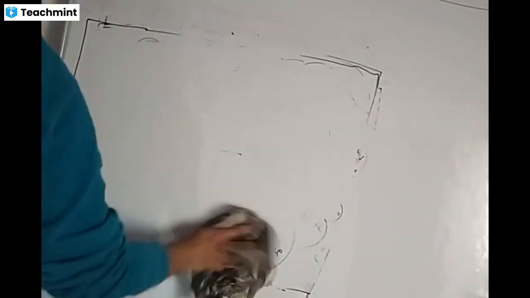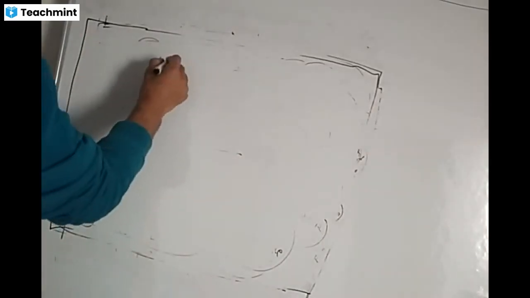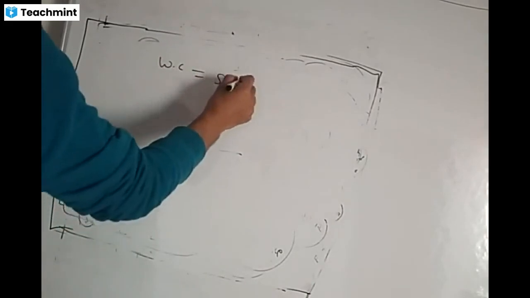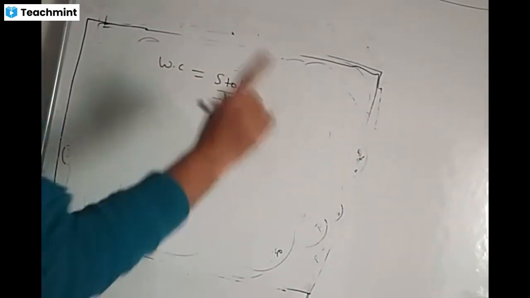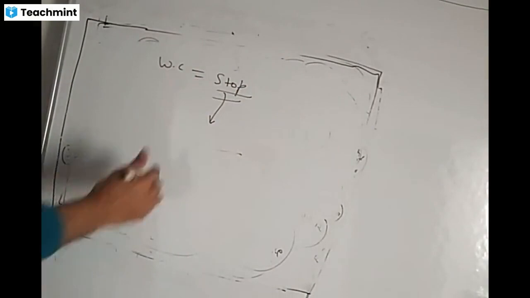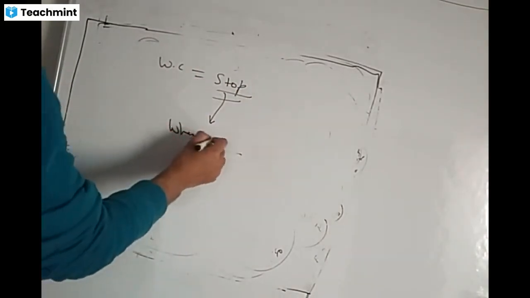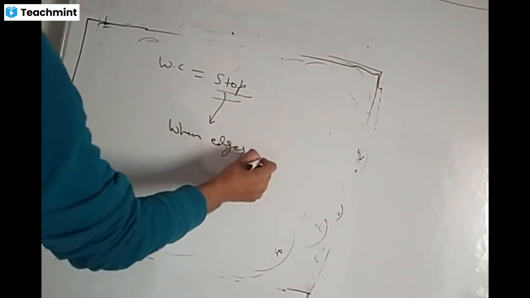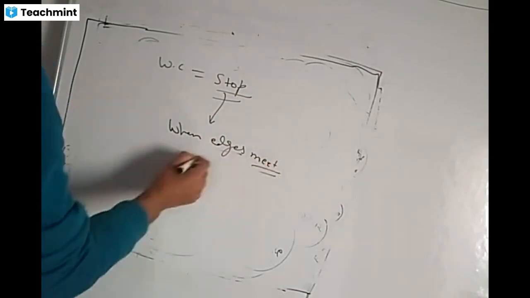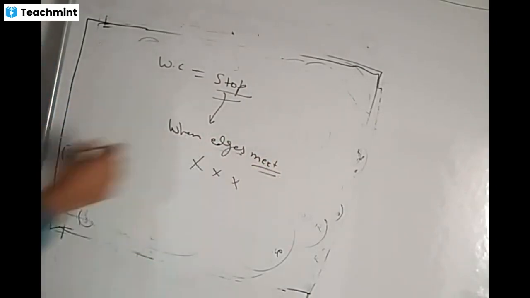Epithelialization stops when contact inhibition operates. When will this wound contraction stop? Obviously, the role of wound contraction is to bring the edges together. When edges meet, then this process will stop. When wound edges meet, contraction will stop.